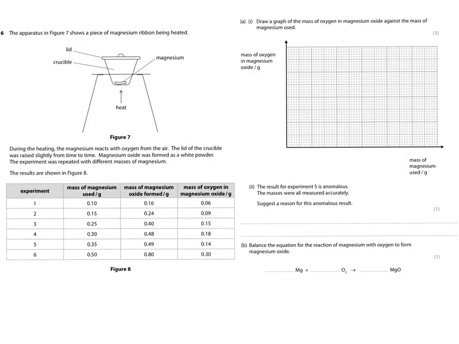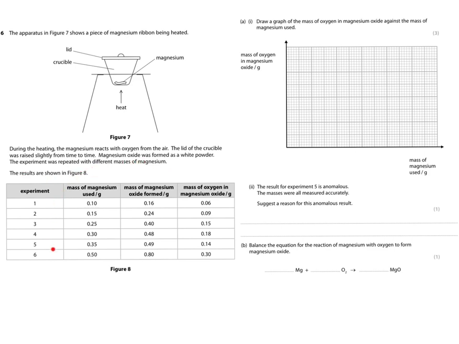So question 6 starts off by talking about the apparatus. Figure 7 shows a piece of magnesium, there's the magnesium ribbon, being heated. During the heating, the magnesium reacts with oxygen from the air. The lid of the crucible, that's the crucible there, is raised slightly from time to time. Magnesium oxide was formed as a white powder. The experiment was repeated with different masses of magnesium. The results are shown in figure 8.